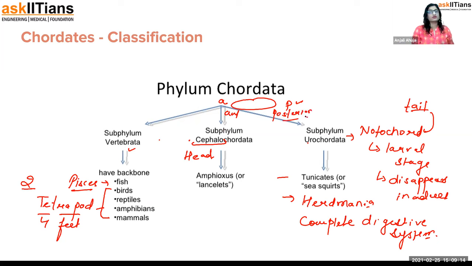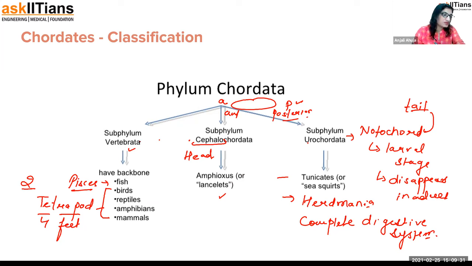Not in the larval stage, but throughout the life. That means including larval also, but that's a cephalochordate. Example is amphioxus, lancelet. So with this, we are done with the cephalochordate category also. And now we will be talking about subphylum vertebrate.